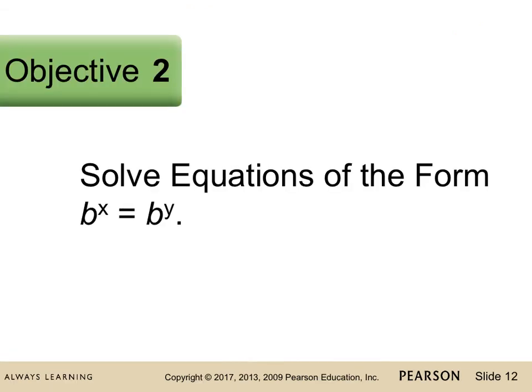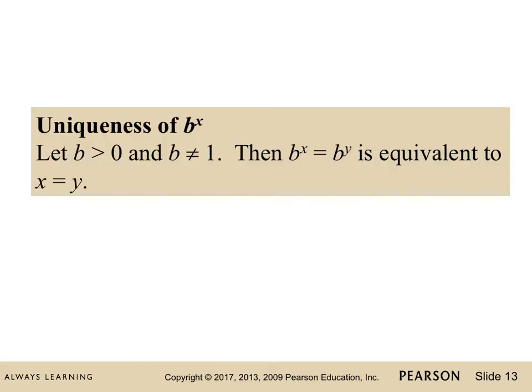Objective 2 is to solve equations of the form b to the x equals b to the y. This is based on the uniqueness of b to the x. Since b to the x is a one-to-one function, if we say b to the x equals b to the y, we're saying that the outputs are the same. That means these exponents must be the same. So b to the x equals b to the y is equivalent to saying x equals y.